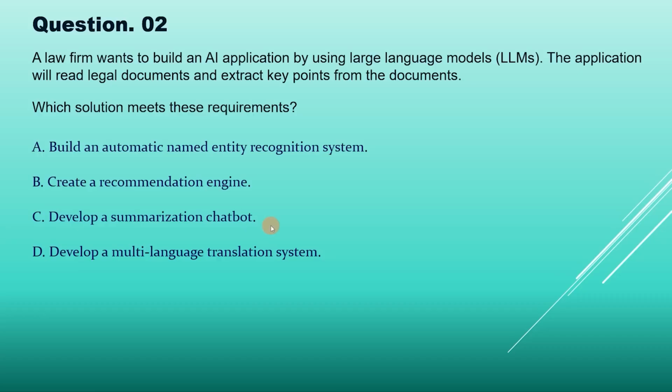So let me reveal the correct answer. The correct answer here will be option C, develop a summarization chatbot. This is correct because the primary requirement is to read the legal document and extract the key points. Summarization is the best approach for condensing lengthy legal text into key points while preserving the important details. So option C, summarization chatbot, will be the correct answer.